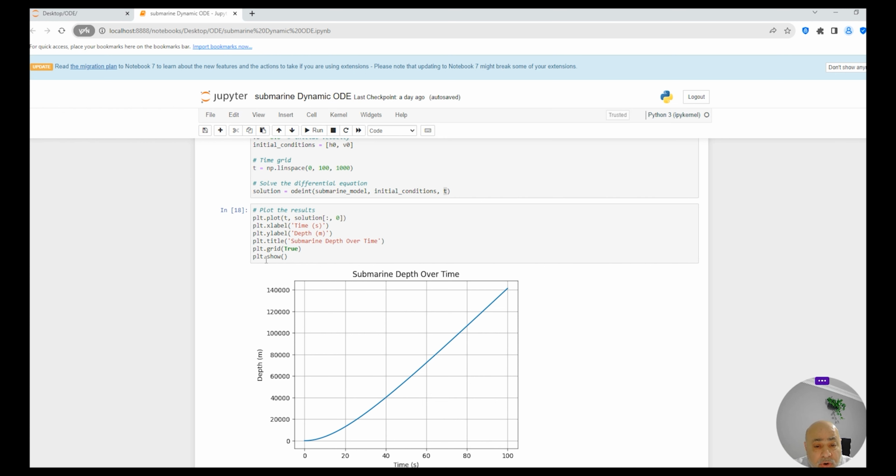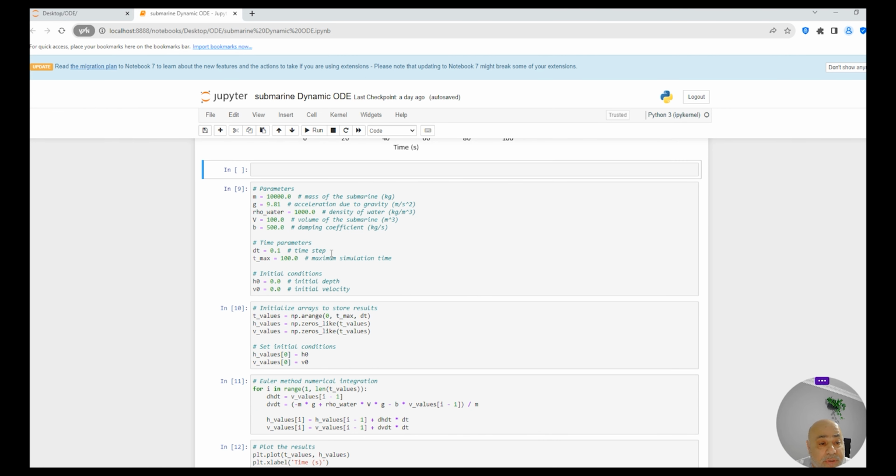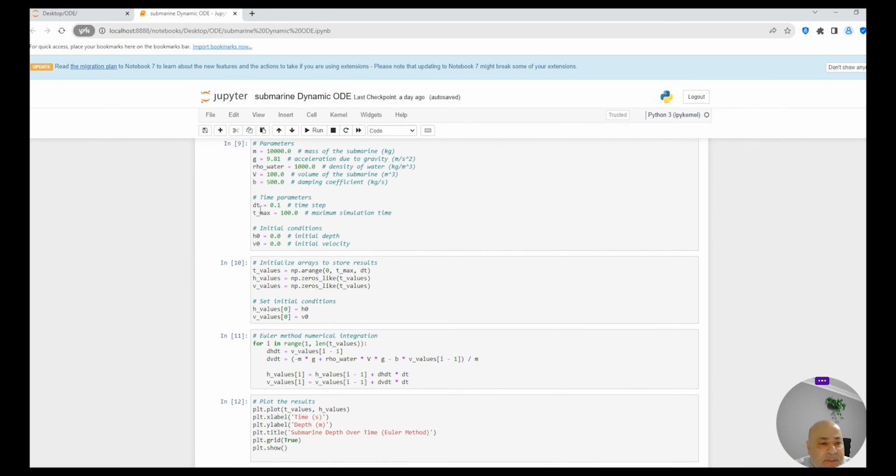Now we are going to go a step further and see how to do the same solution using the Euler method. Again, I started by introducing my variables and initializing them. Again, the mass is 10,000 kilograms, gravity is the same, rho is the same, the volume is the same, and the damping coefficient is the same. Next, I introduce my time parameters, which are the step of 0.1 and the Tmax of 100.